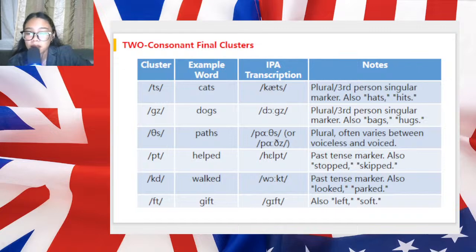Let's start with gift. Say gift. Again, gift. Next is left, left. And lastly, soft. Again, soft.